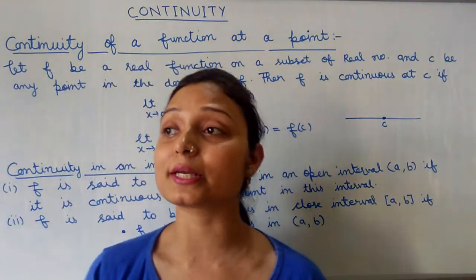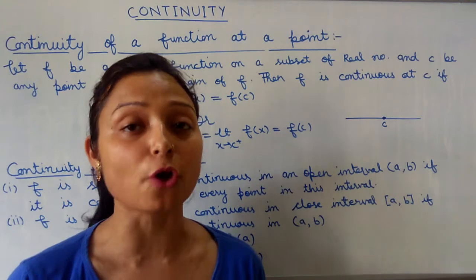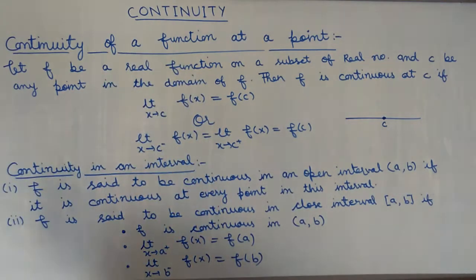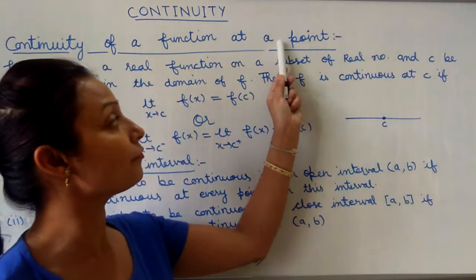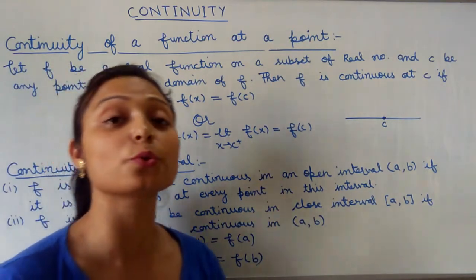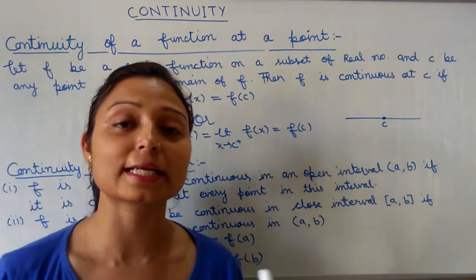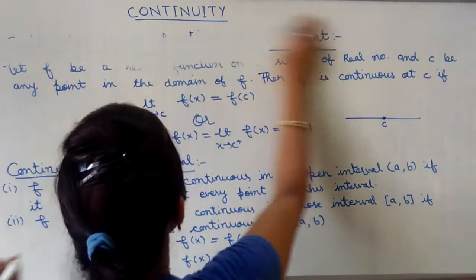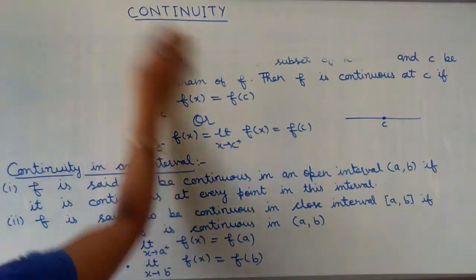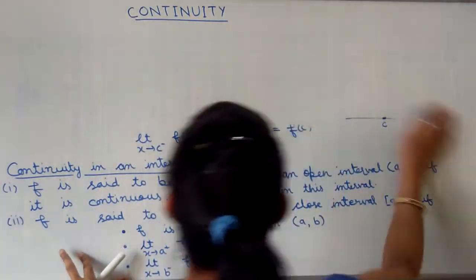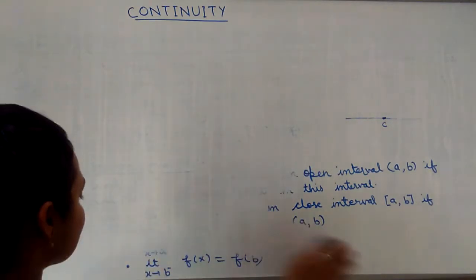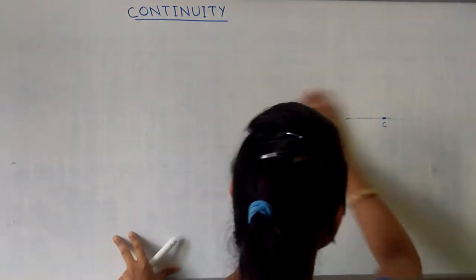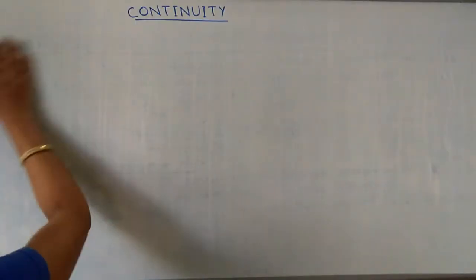Now what is the geometrical meaning of continuity? When we draw a graph at a point or an interval and there is no break in the graph, then we can say that the function is continuous. There should not be any break in the graph. If you talk about the point, we will take the point. If you talk about the interval, then we will take the interval.